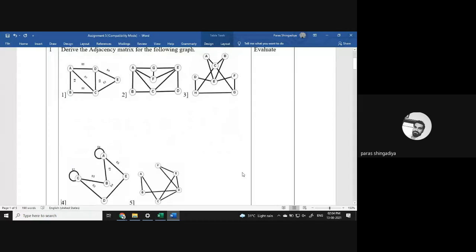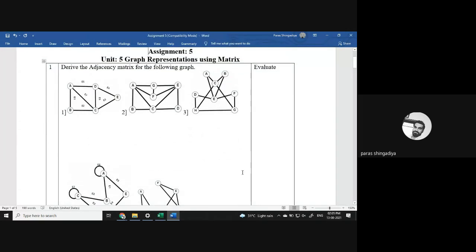The concept of graph representation using the matrix. First question is: derive the adjacency matrix of the following graph. Some graphs are given here, 5 to 6 graphs, and we'll derive their adjacency matrices. So what is the meaning of adjacency matrix? It takes the relation between vertex to vertex. If they are connected, we'll put 1. If they are not connected, meaning there is no direct edge between these two vertices, we'll consider 0.